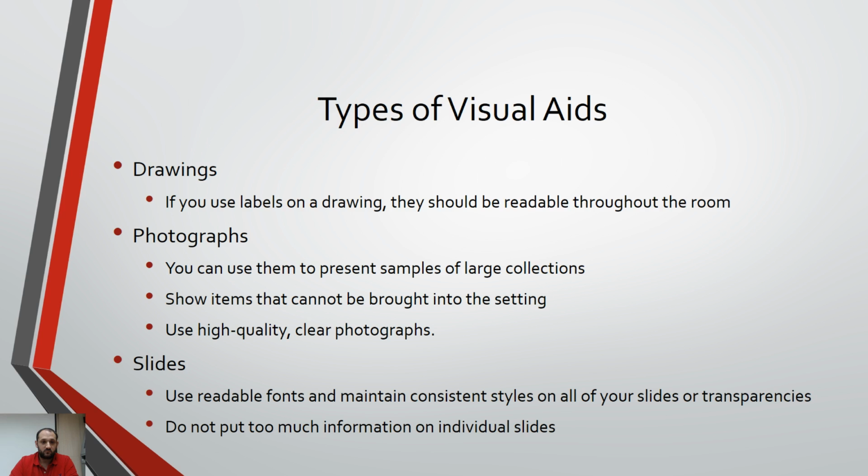Photographs. You can use them to present samples of a larger collection. Many artists will do this with training. Retail houses will do this with artists. They'll present a couple of pieces out of a much larger set that they hold of the artists. Showing items that can't be brought into the setting. Perhaps you want to sell an important piece of art, but that art is locked away in a vault. This is always a risk with, for example, jewelry shows. Bringing expensive jewelry into a very large open location.